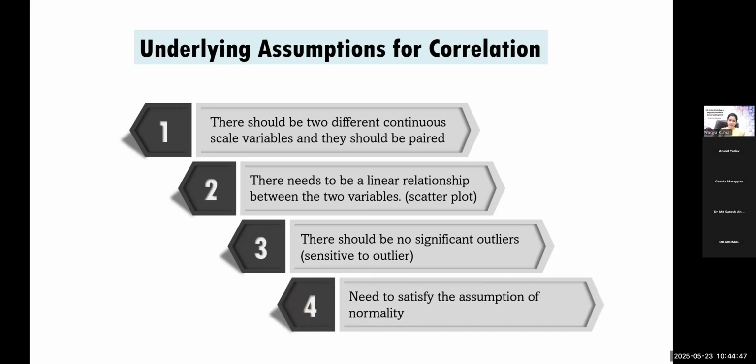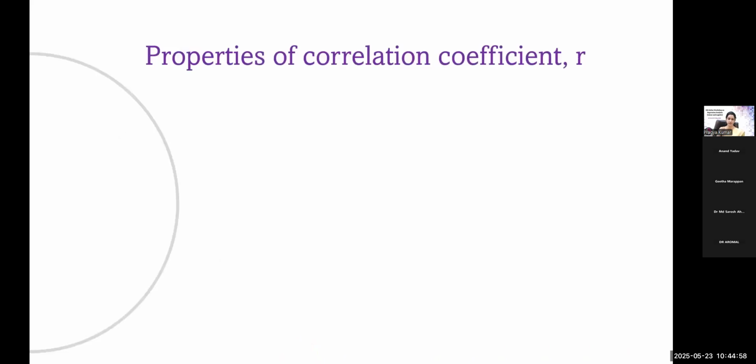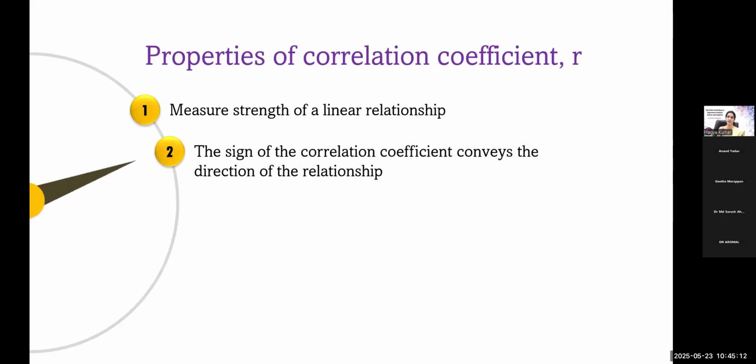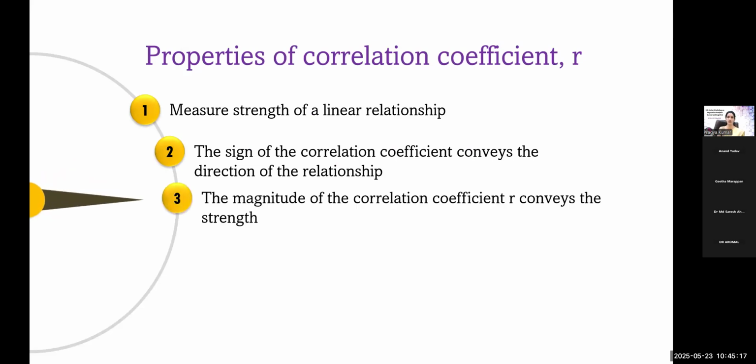And then you need to satisfy the assumption of normality, because Pearson's correlation coefficient is for the normal distribution. And if data is not normal, then we go for Spearman. So what are the properties? Like we have seen in the covariance, this correlation coefficient also tells you the direction and the strength of the relationship. It measures the strength of the linear relationship, and the sign tells you the direction, whether it is in the positive direction or the negative direction. And the magnitude tells you the strength.